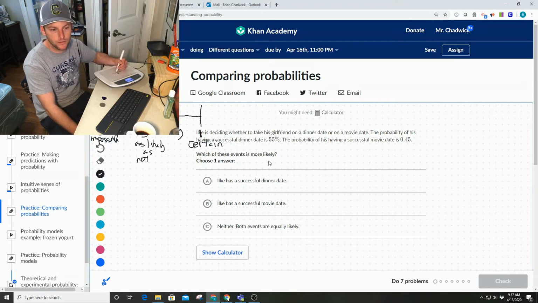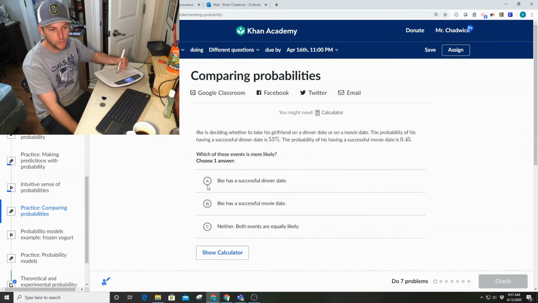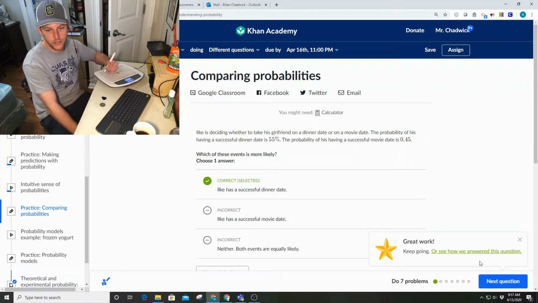So which of these events is more likely to happen? Well, the one that has the higher odds. And what was that? Well, that was the dinner date. So let's see if there's a good answer here. Likely to have a successful dinner date? Yeah, I'm going to go with that. Is he successful to have a movie date? Well, he's less likely. Neither, both are equally likely. Is it a 50-50? No. All right, great job, great job.